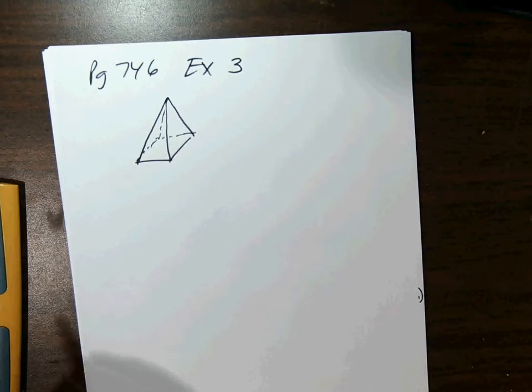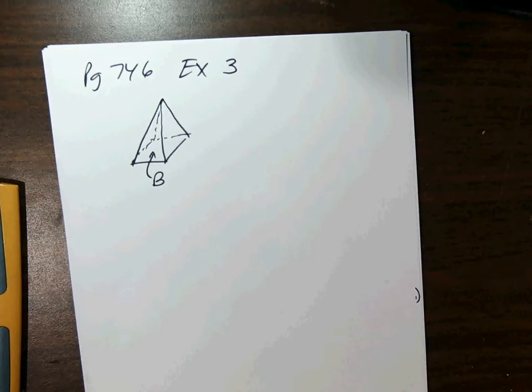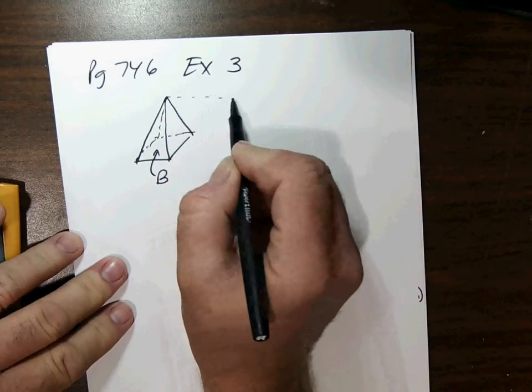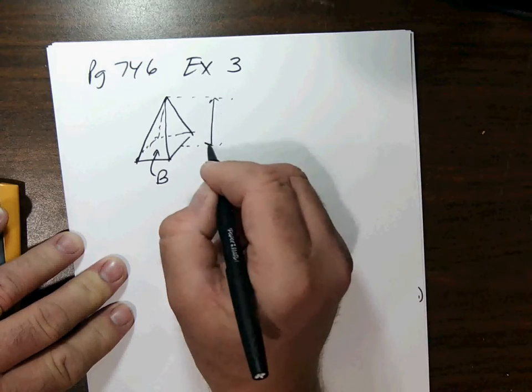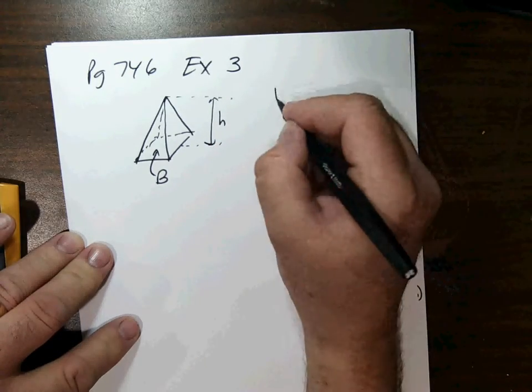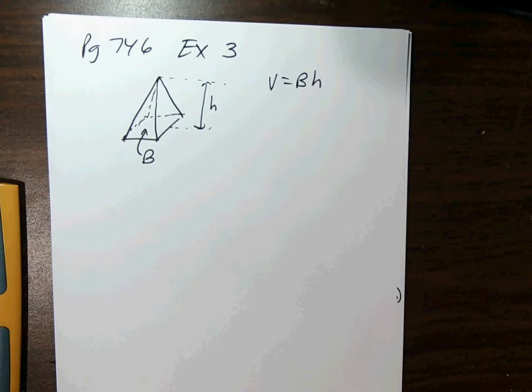Okay, so I've got this. This bottom here has got some area, some base area, whatever that base is, and then I have to know how high it is. Right now I'll label that as height h, volume equals BH. Okay, so what is the base of this thing?